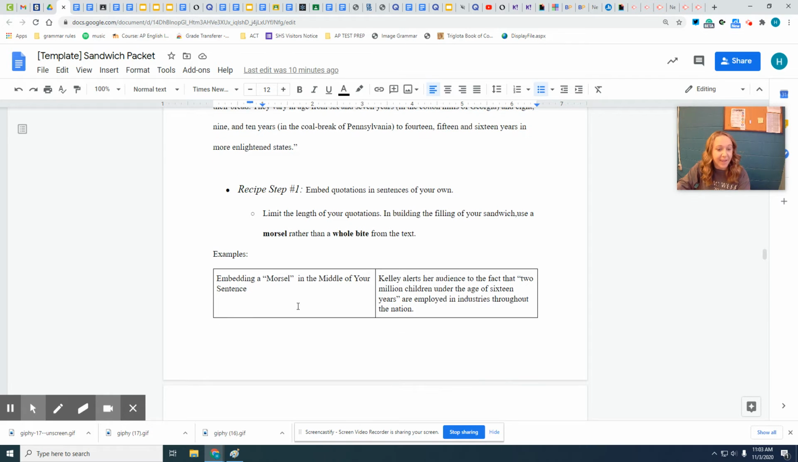Okay? So we have at the beginning, no, this is the middle of your sentence. It says, Kelly alerts her audience to the fact that 2 million children under the age of 16 years are employed in the industries throughout the nation. Here's the quote, and the student is able to embed it right in the middle of it. Kelly alerts, remember that's that strong verb. Kelly alerts her audience to the fact that, and then bam. Kelly reveals the fact that 2 million children under the age of 16 years. Kelly laments, there's another one of your strong verbs. Kelly laments the fact that 2 million children, okay?